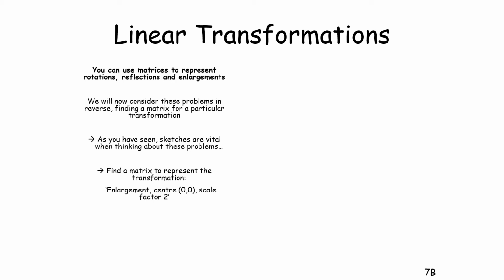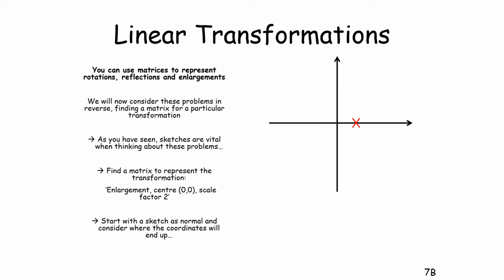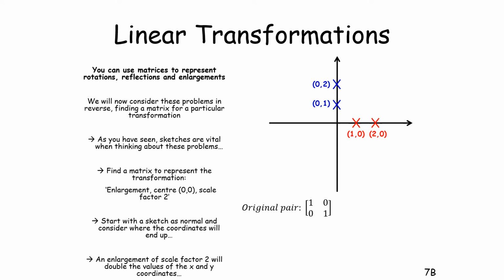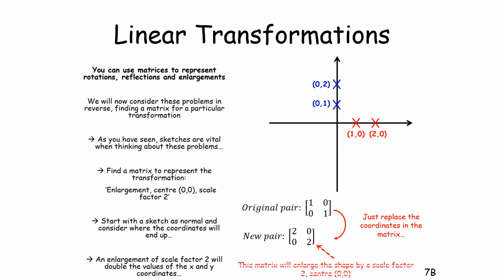So let's have a look at this: the enlargement with center 0, 0 and a scale factor of 2. We start off with a sketch. We've got a scale factor of 2, so it's going to be twice as big: 2, 0 that way and 0, 2 here. If we look at the original pair 1, 0, 0, 1, we can just replace the coordinates with 2, 0 and 0, 2. This matrix will enlarge the shape by a scale factor of 2 at the origin.